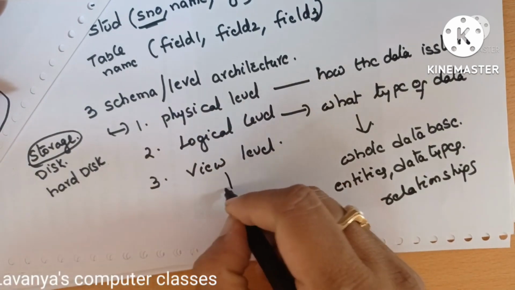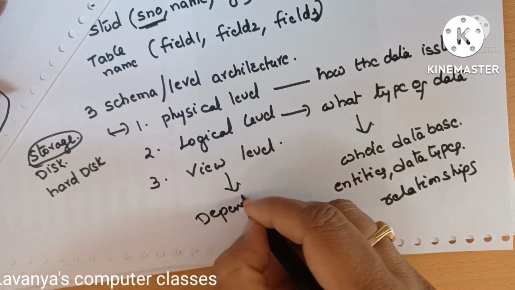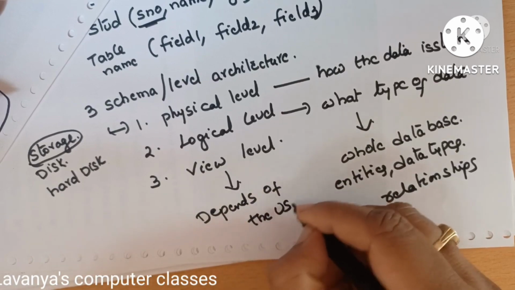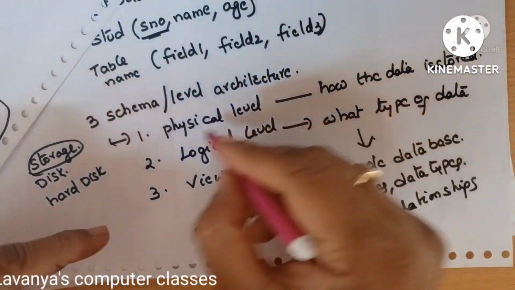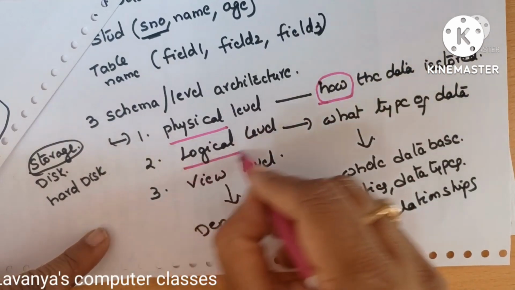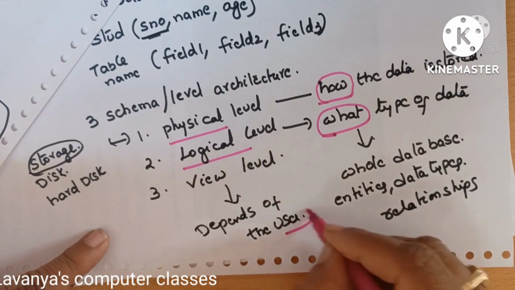So in the conceptual level, we see what type of data is stored. Next, the view level. View level is also known as the user level, external level. Depending upon the users' requirements, they will see the information. That's why there are more view levels. So in the physical level, we concentrate on how and where the data is stored. In the logical level, what type of data is stored.